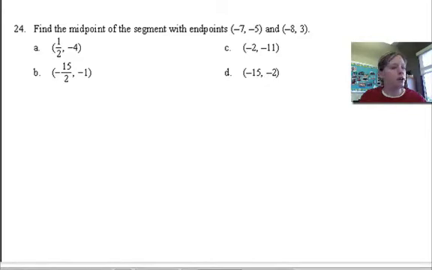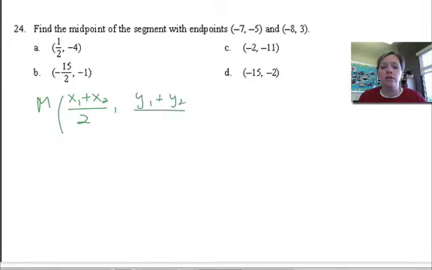24. Find the midpoint of the segment with these endpoints. So you might want to write down your midpoint formula. Just remember it's the average of your x coordinates and the average of your y coordinates. Mark your points, x1, y1, and x2, y2.